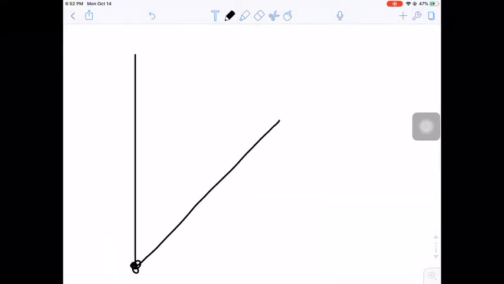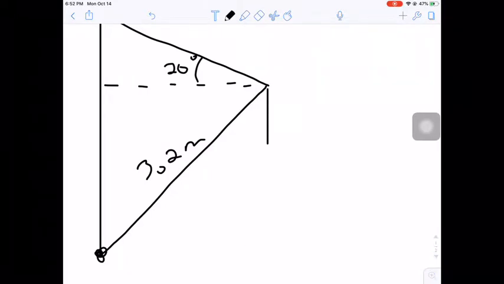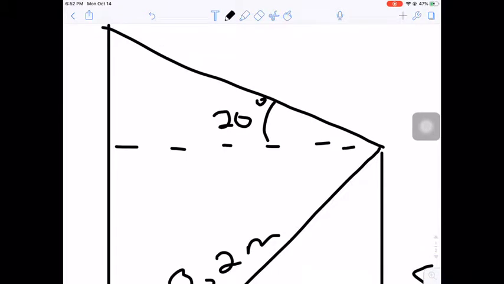So the base pivots there. This is 20 degrees, 3.2 meters here, and the shark is hanging here. If that's its weight force, 8,800 newtons, so it already gives us that. And we know that there's a cable here, so that means there's tension.